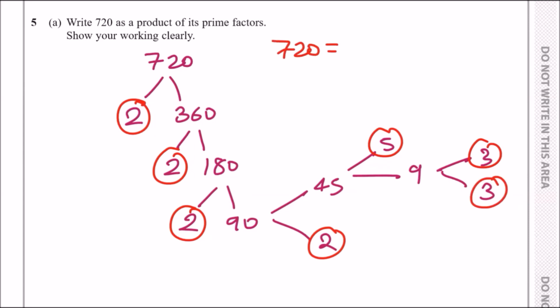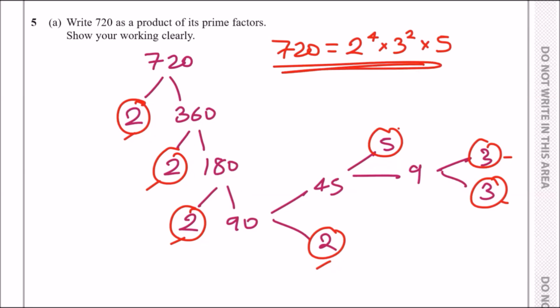So we can see we've got how many 2's. So you got 1, 2, 3, 4. So this means you got 2 to the power 4 times. How many 3's we got? 1, 2. So 3 to the power 2, 3 squared times. And then we got, let's see, a single 5. So 5 to the power 1 or just 5. So this is your product of prime factors.